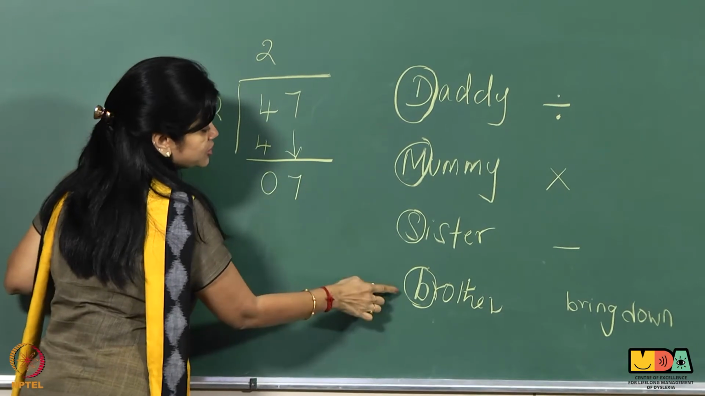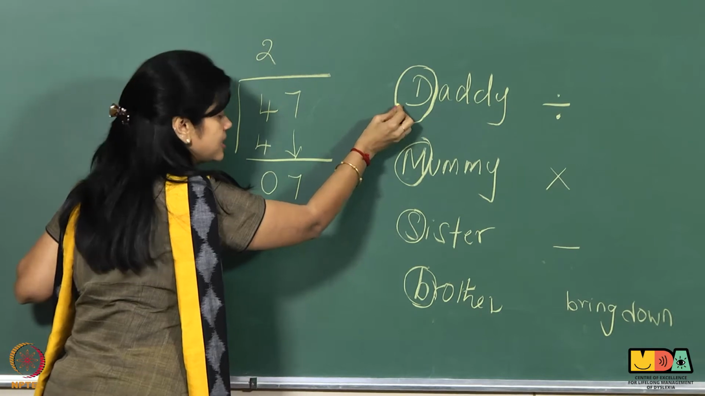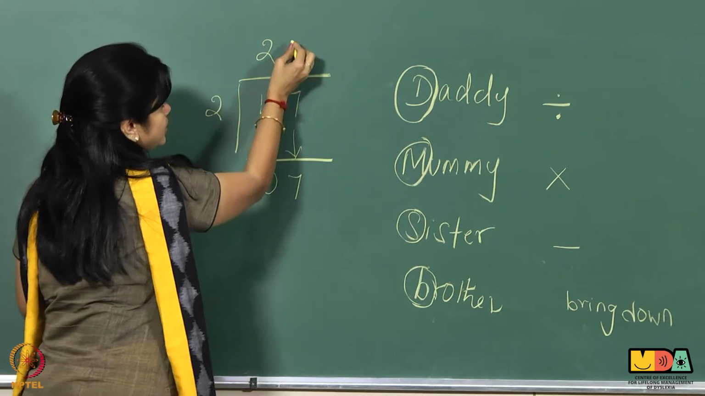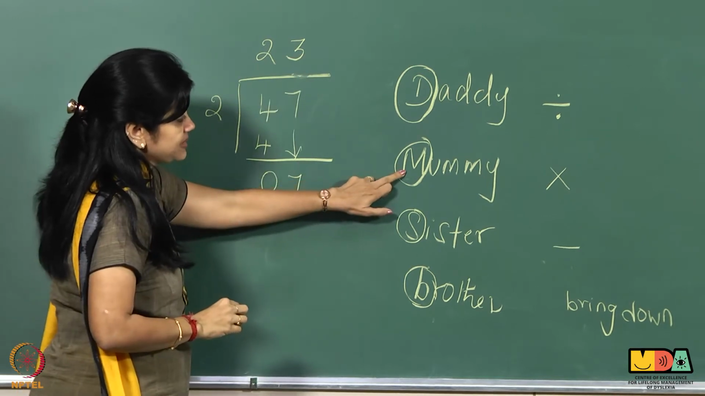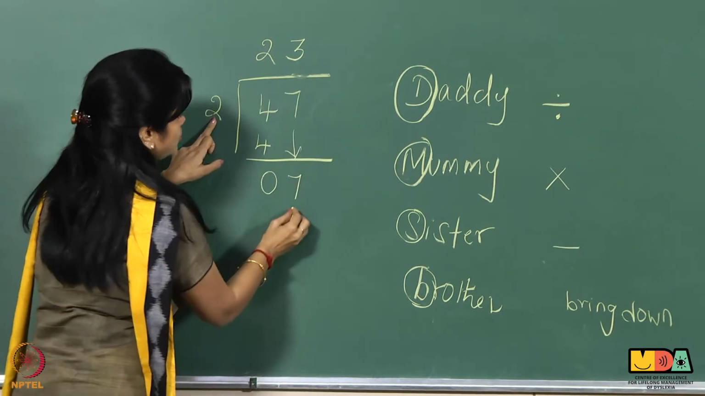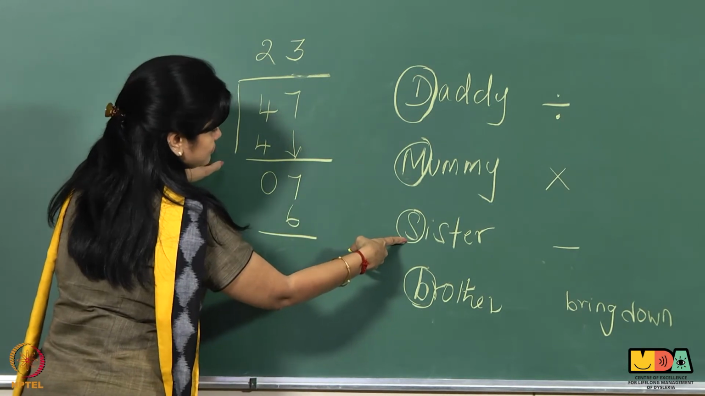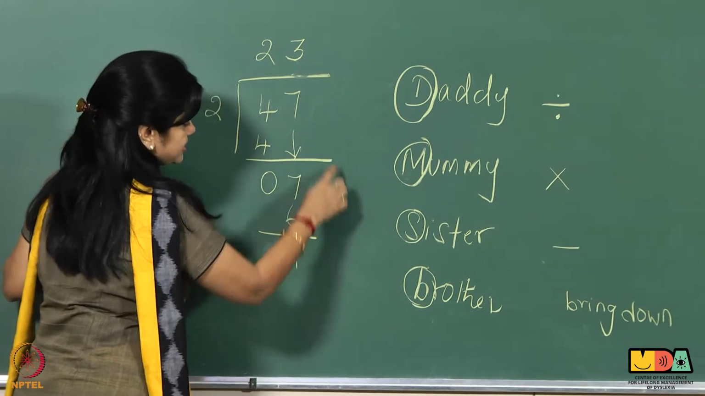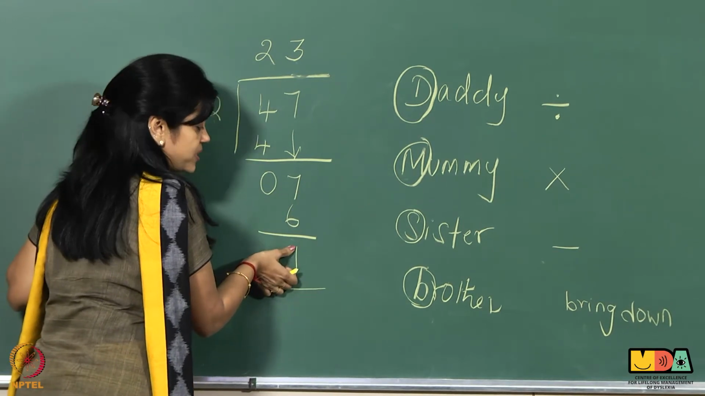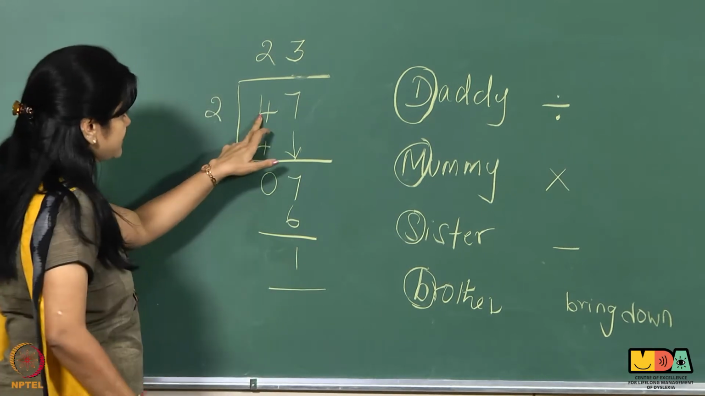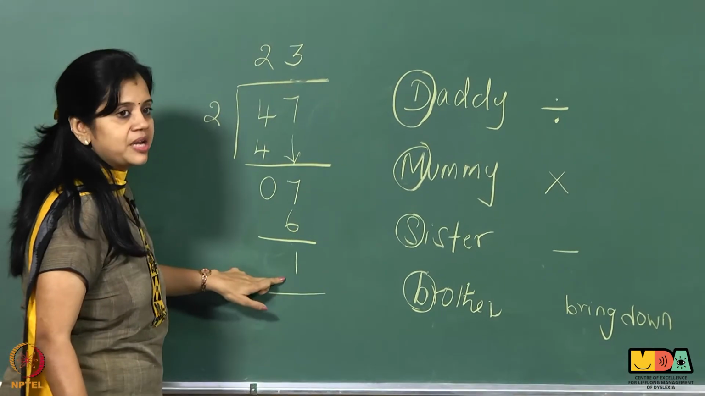And once they finish the last step, they again go back to the first step, that means it is divide. 7 divided by 2 is 3. The next step is multiplication, 3 into 2 is 6. The third step is subtraction, 1. There is nothing to bring down. So, the remainder over here is 1. 47 divided by 2 will give you 23 with the remainder 1.